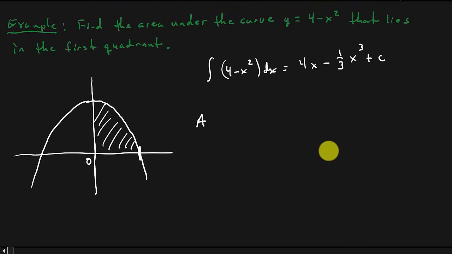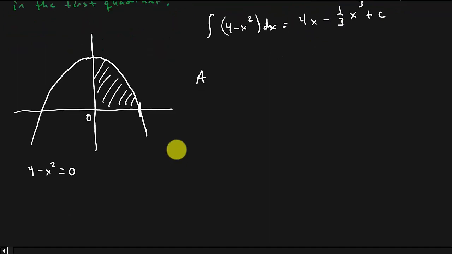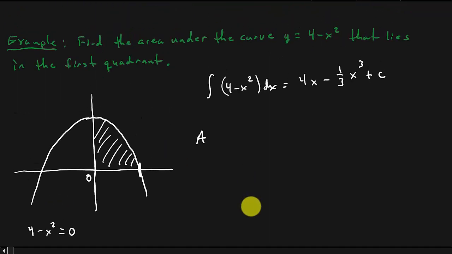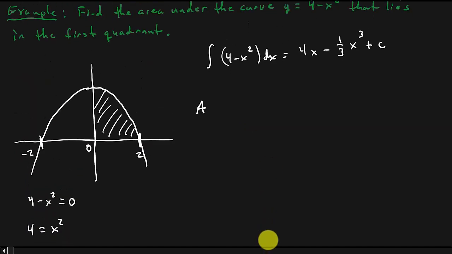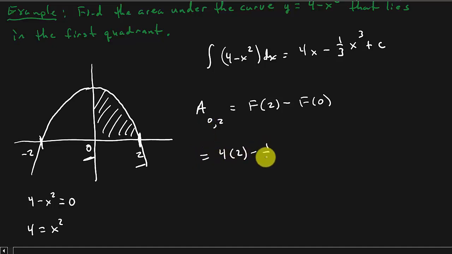So we've got to take our function here, 4 minus x squared, set it equal to 0. And so that's going to give me 4 equals x squared, x equals plus or minus 2. So this would be your -2, this would be your +2. So you can see I'm going from 0 to 2. And that's going to be f of 2 minus f of 0. And that's going to be what? 4 times 2 minus 1/3 times 2 cubed minus.